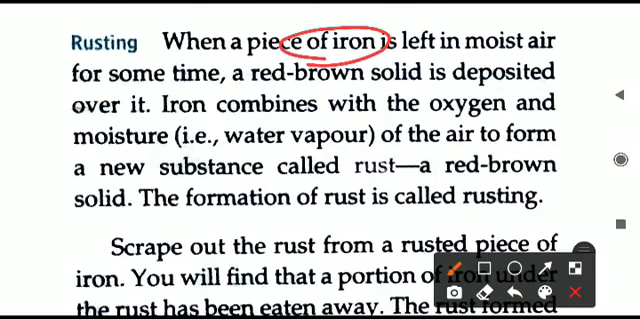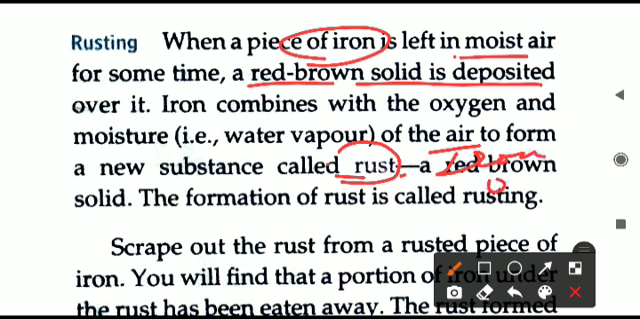Next is now rusting. Whenever iron is left in the open air in moist conditions, what will happen? A reddish brown colored solid is deposited. This reddish brown solid is called what? It is called rust. Its chemical name is iron oxide. So this iron oxide is only rust. Formula we can write as Fe3O4.